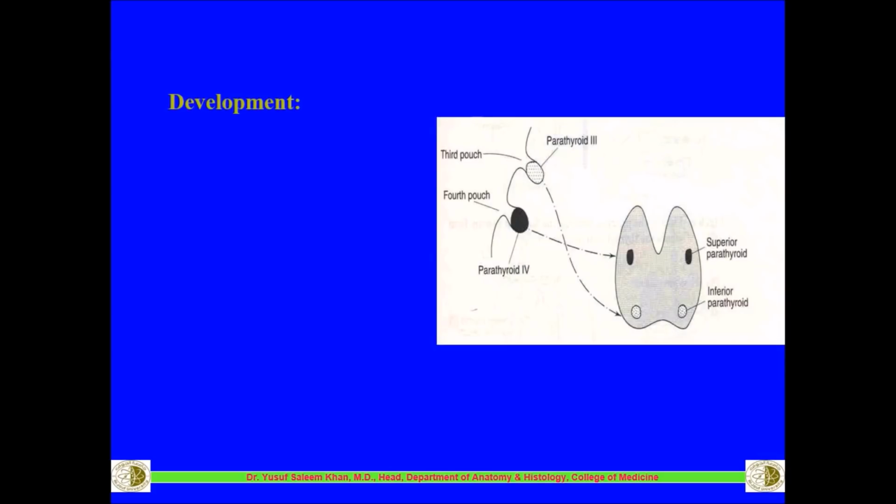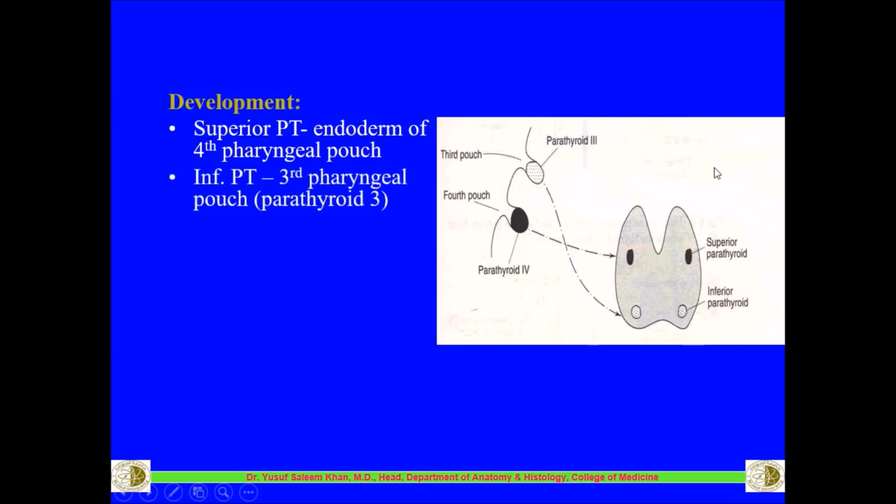Now coming to the development, it is also from similar areas. There is some typical feature here. The superior parathyroid will be developing from the fourth pharyngeal pouch, if you can see here. So this is the fourth pharyngeal pouch, and the superior parathyroid will be developing from the fourth pharyngeal pouch. But the inferior parathyroid will be developing from the third pharyngeal pouch.